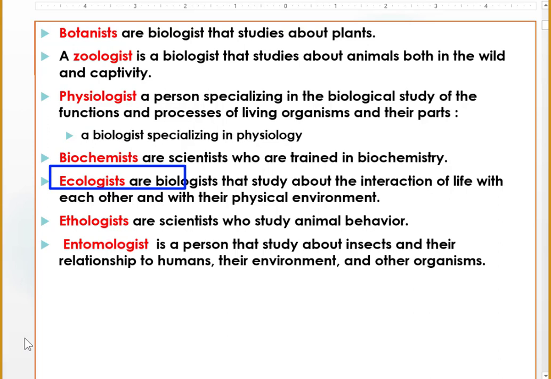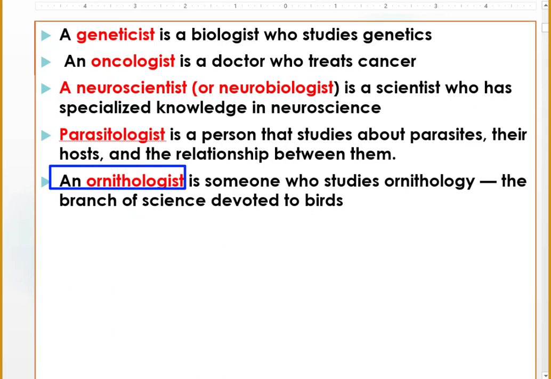An entomologist is a person that studies insects and their relationship to humans, their environment, and other organisms. A geneticist is a biologist who studies genetics. An oncologist is a doctor who treats cancer and provides medical care for a person diagnosed with cancer. A neurologist or neurobiologist is a scientist who has specialized knowledge in neuroscience.